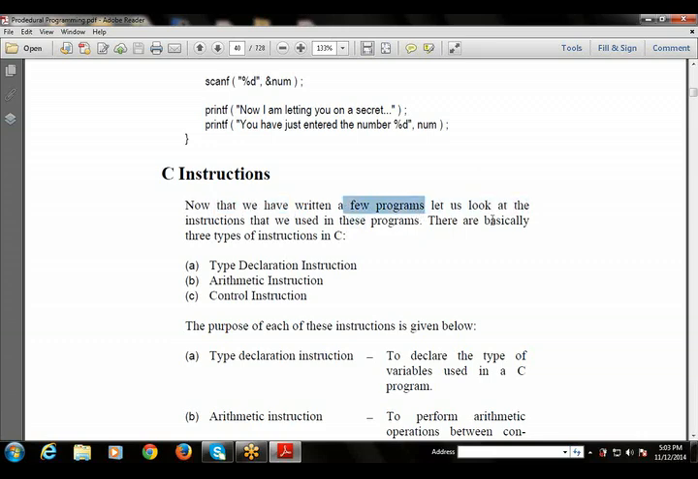Now that we have written a few programs, let us look at the instructions that will be used in a program. These are the instructions that are available for the C language. There are three types of instruction available in C language. One is type declaration instruction, one is arithmetic instruction, and one is control instruction.